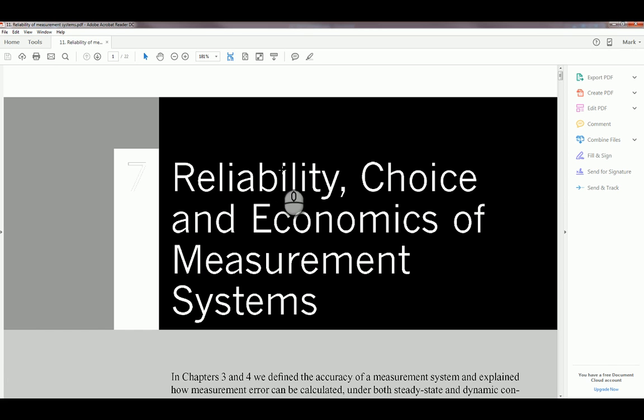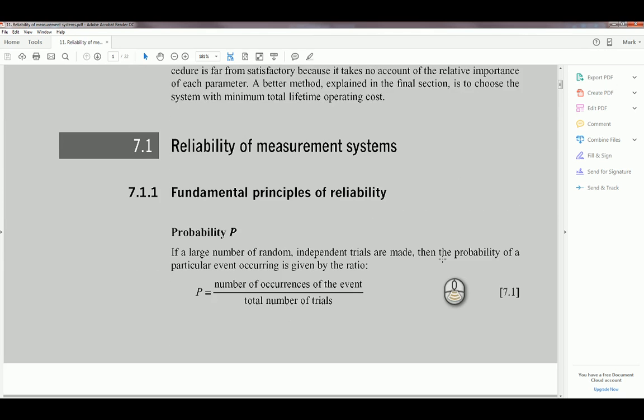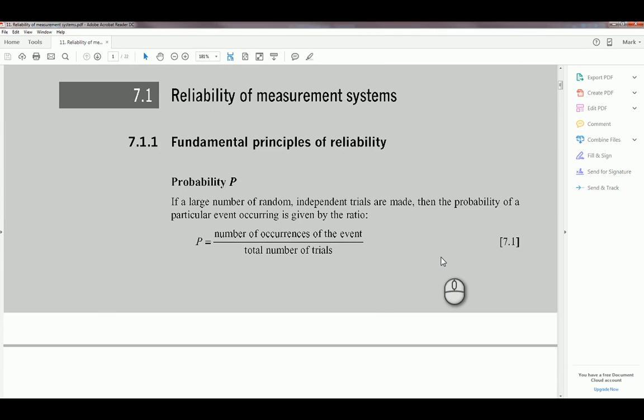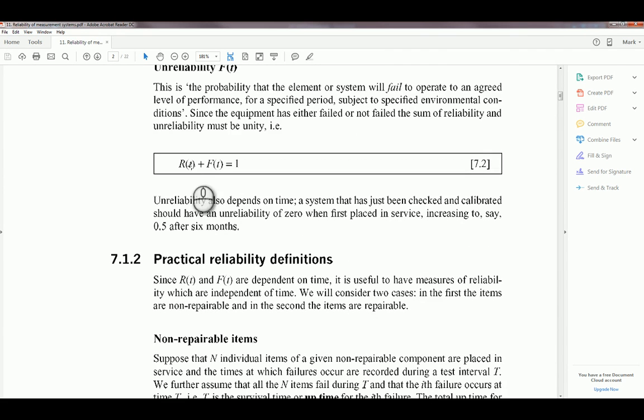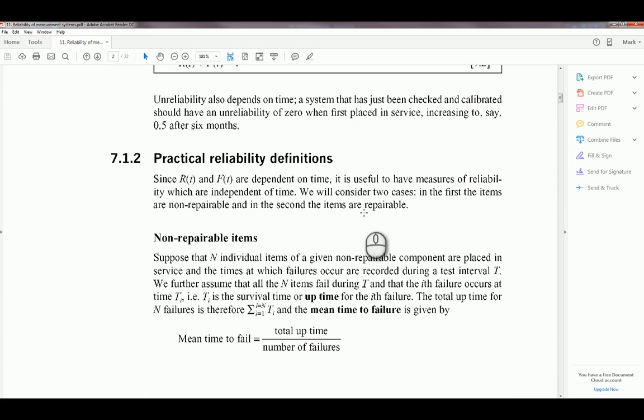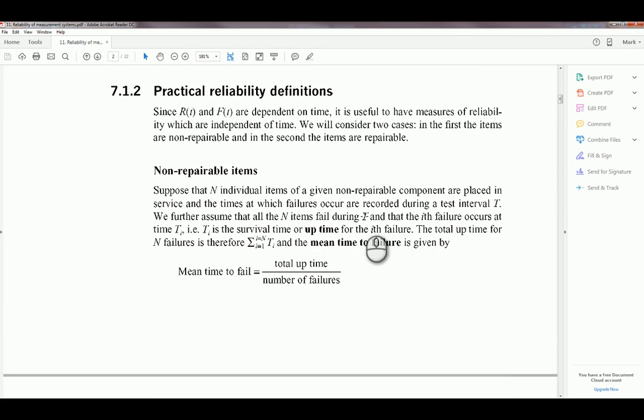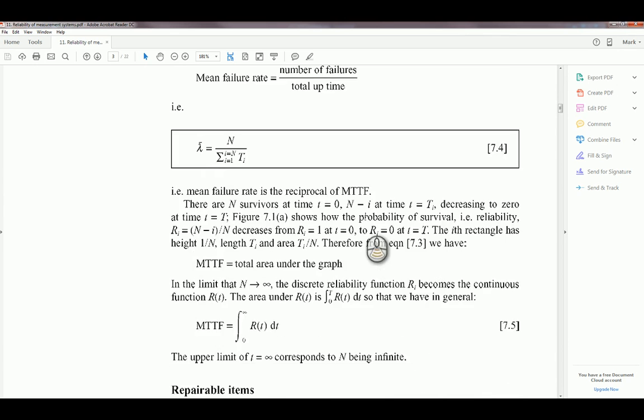Just before we move on to the TLOC example, I'll show you some of the background reading material for number 11 here, the reliability of measurement systems. This is a PDF, a chapter out of one of the textbooks. It shows you some of the more long-winded explanations of where some of the formulas that we've seen are generated from. So we've got probability, then we talk about reliability and unreliability, and there's the first form, R of t plus F of t is equal to 1. So it's either reliable or unreliable, it's one or the other. We've then got the formulas for non-repairable items, moving on to repairable items, the mean failure rate.